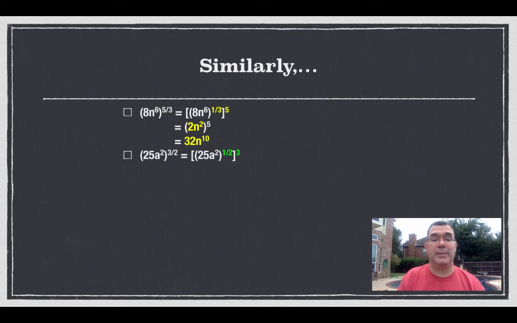Okay, here's another example. If I have 25a squared all to the 3/2, what I'm going to do is take the denominator part of that and move it inside some brackets and leave the numerator part of that 3/2 outside the brackets.